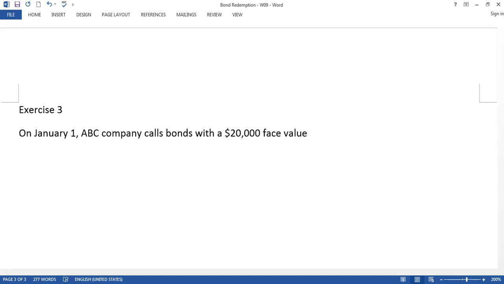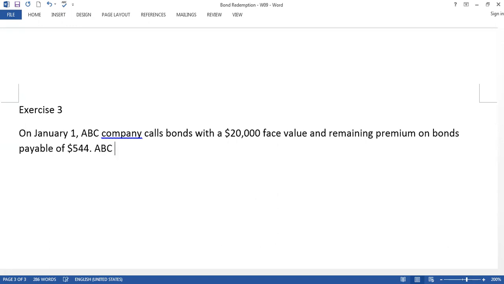So on January 1st, ABC company calls. What is the meaning of calls? Calls means they want to buy back, right? Calls bond with a $20,000 face value, and the remaining premium on bonds payable, and the amount is $544.